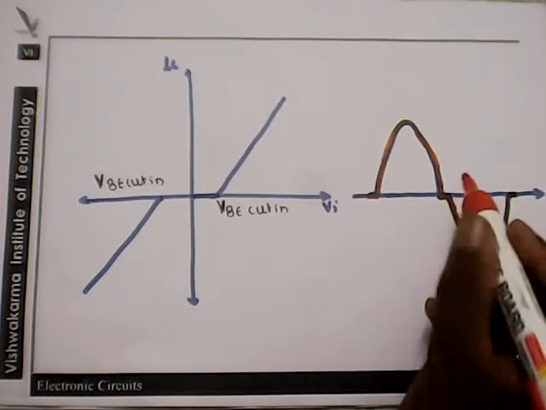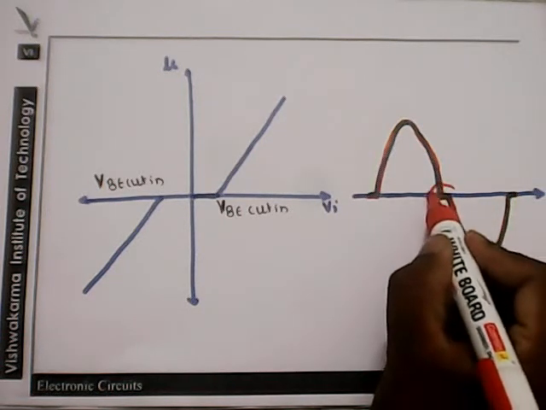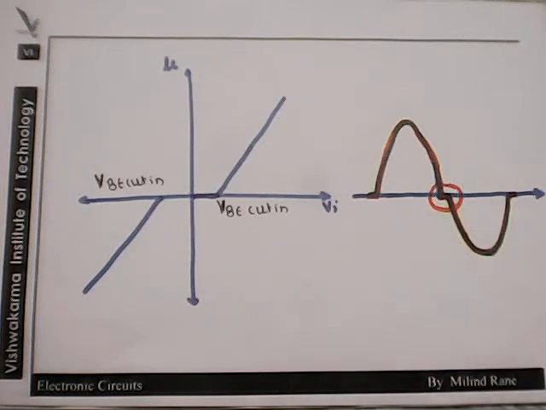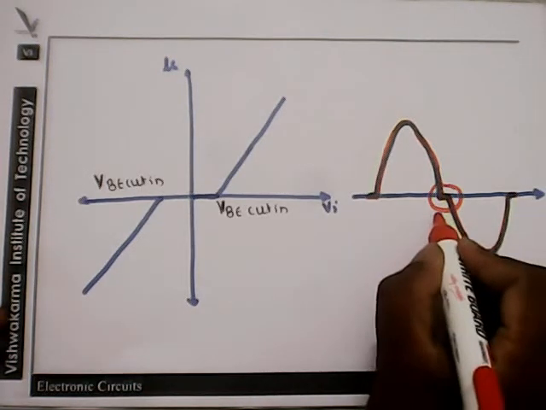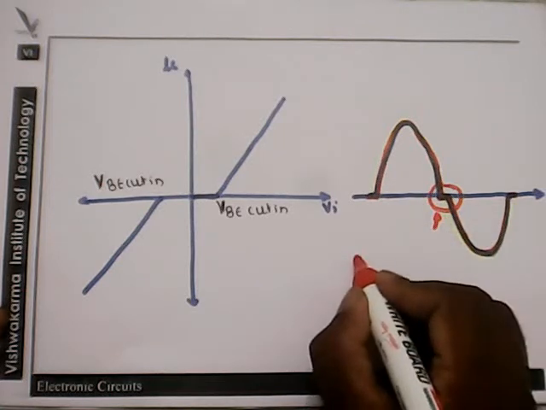If you observe carefully, we will find that the portion which is near the 0 crossing, we are getting 0 output, and hence this kind of distortion we call zero crossover distortion. The main reason for this distortion is the class B operation.